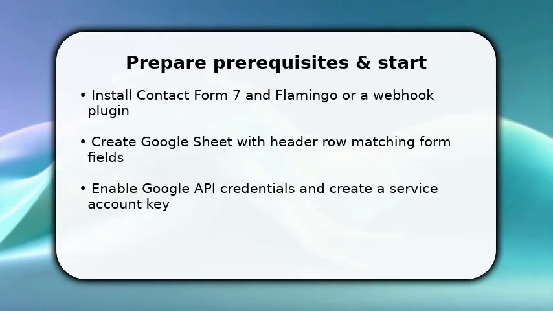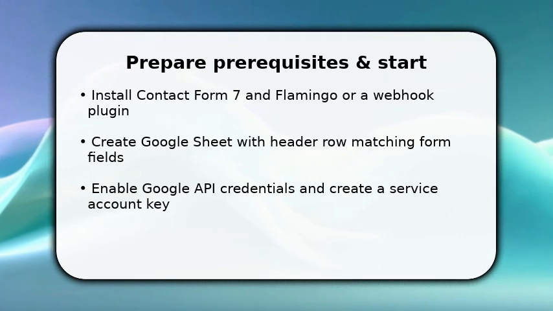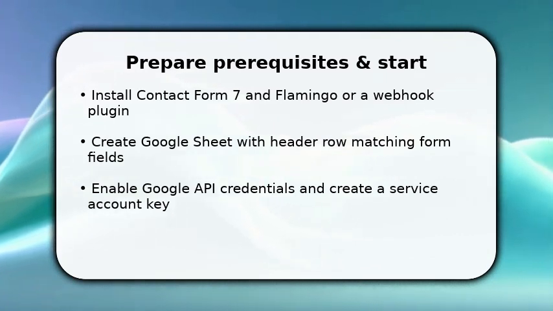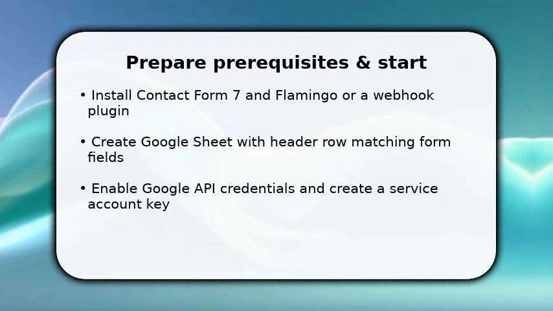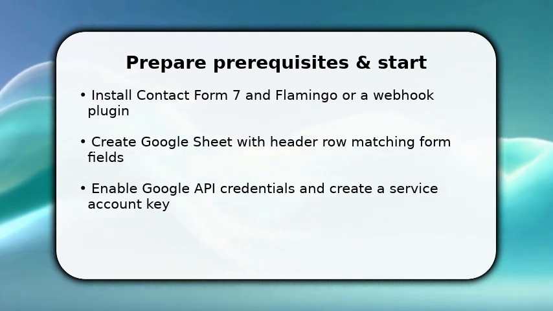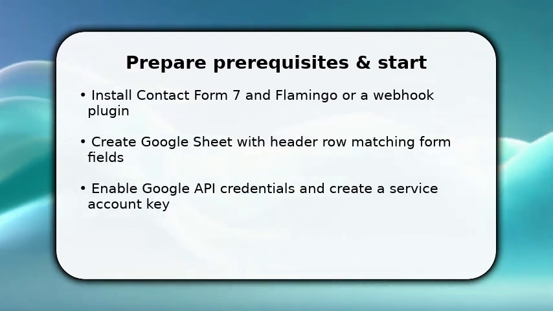You will begin by ensuring the essentials are ready. Contact Form 7 active, a Google Sheet prepared with headers and API credentials in hand. First, install Flamingo or a webhook plugin to capture submissions. This gives you a reliable hook.